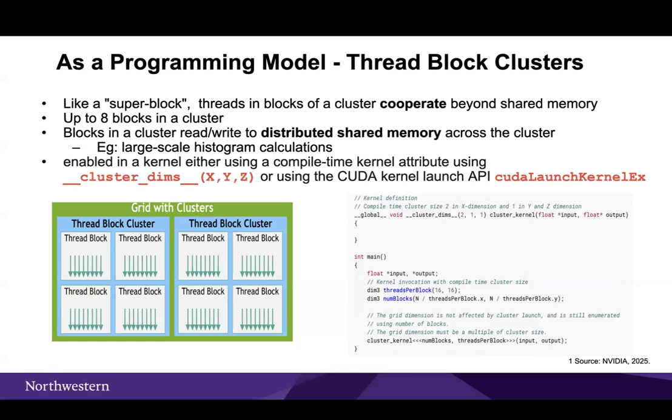This example shows a cluster kernel with 2 blocks in X and 1 in Y and Z, launched by first setting thread block dimensions, for example, 16 times 16 threads per block, calculating the number of blocks, and launching the kernel. It highlights that the grid dimensions must be a multiple of the cluster size, enabling communication and optimized performance for complex GPU tasks.